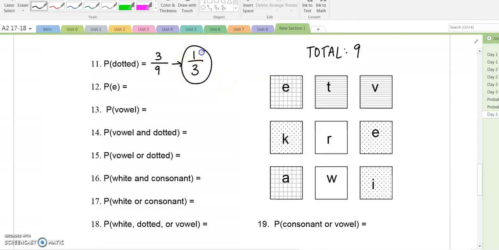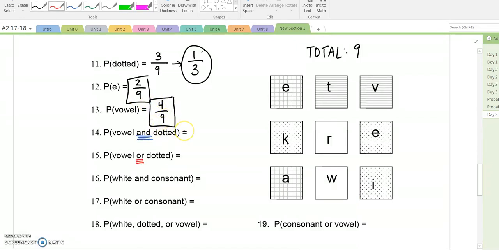Okay. Probability it's E. Well, there are 2 that are E out of the 9 total, so that would be 2 out of 9, and that doesn't reduce. And then the probability of it being a vowel, well, that would be E, this E, the A, and the I, so there are 4, so 4 out of 9.